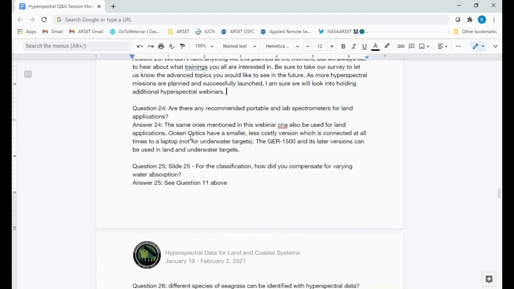Are there any recommended portable and lab spectrometers for land applications? So the same ones that I mentioned in this webinar can also be used for land applications. ASD is one of them that comes to mind. They have been used for both land and ocean.